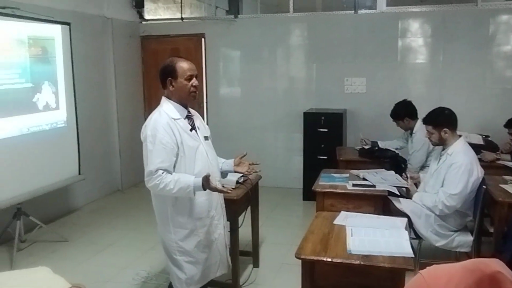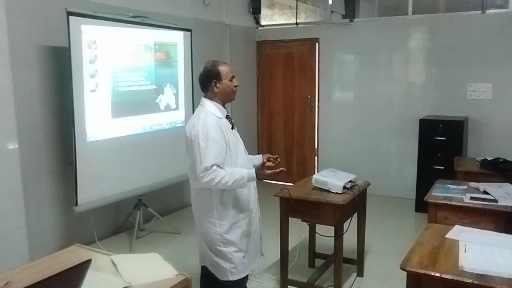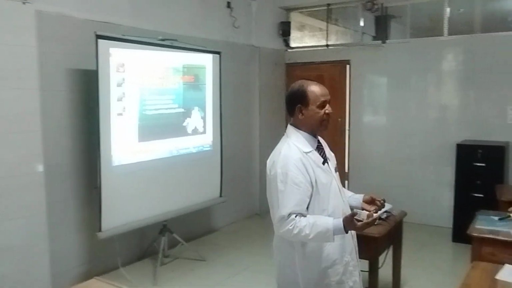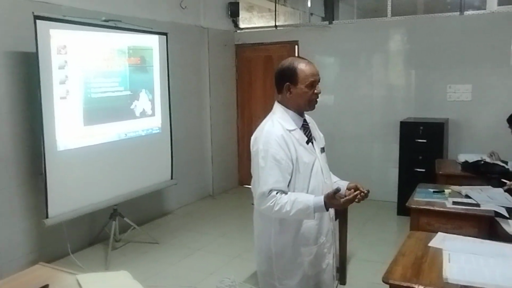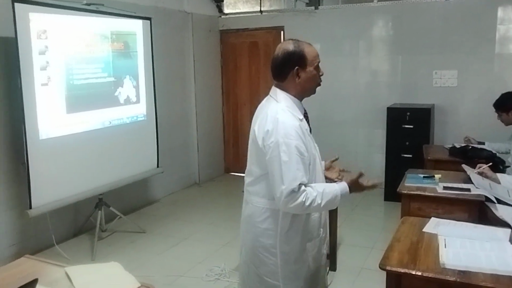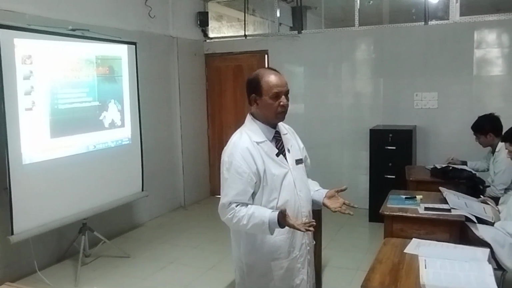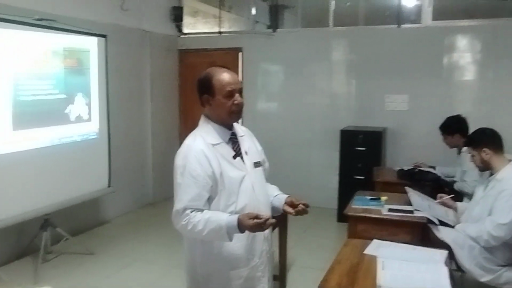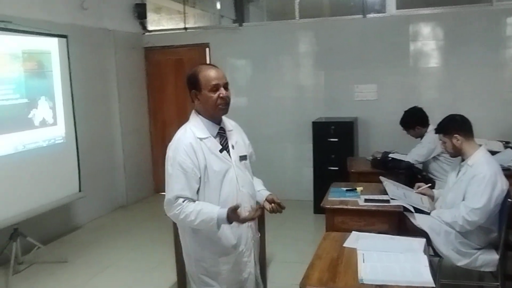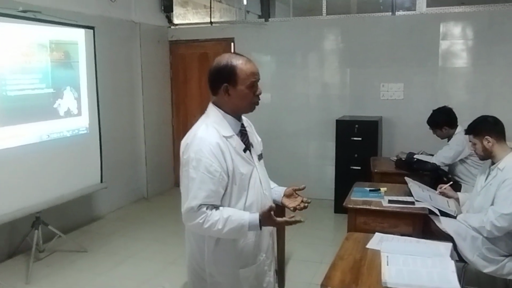Remember this one. Now what is the investigation? First of all you do complete blood count. There will be thrombocytopenia. Then bleeding time is prolonged, but clotting time and PT will be normal. Then you go for bone marrow study. In the bone marrow, erythrocyte and granulocyte series are normal, but megakaryocytes are increased. Remember this one. This is the bone marrow finding.